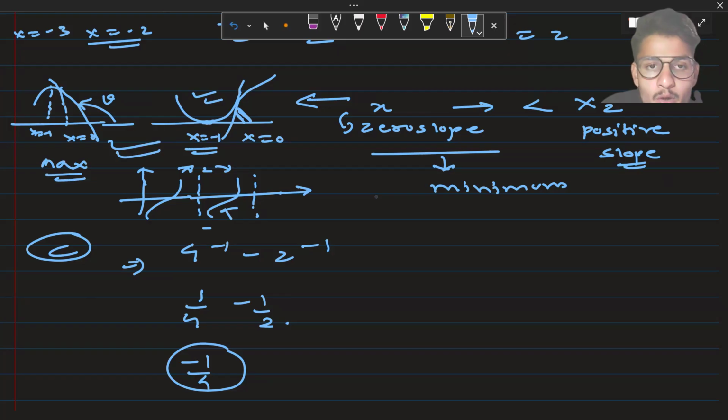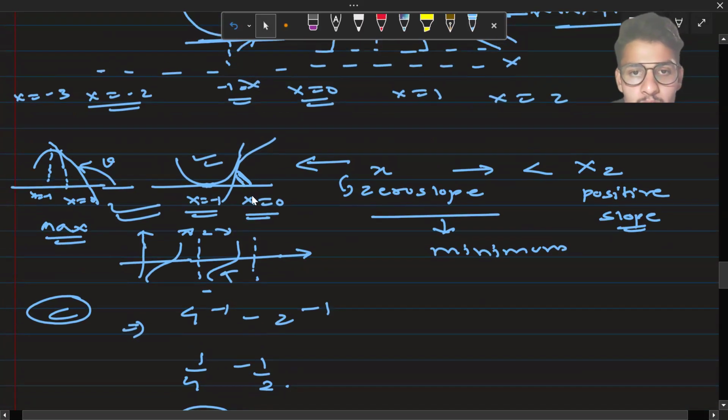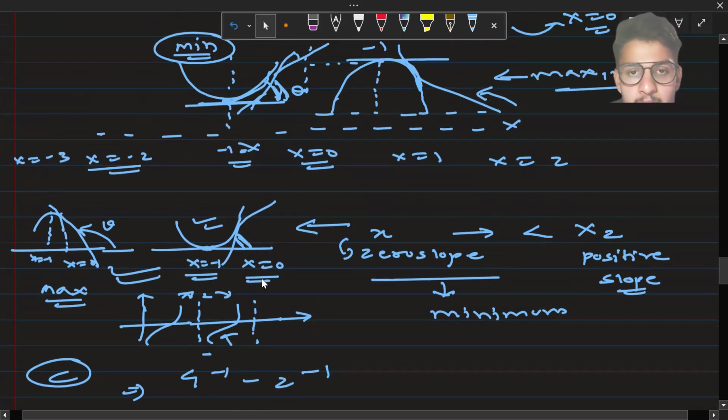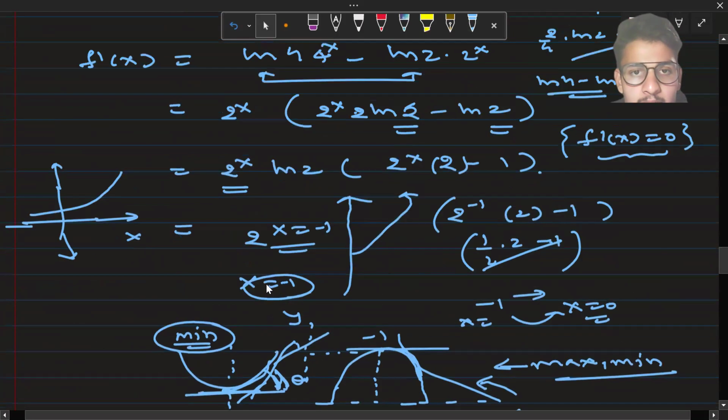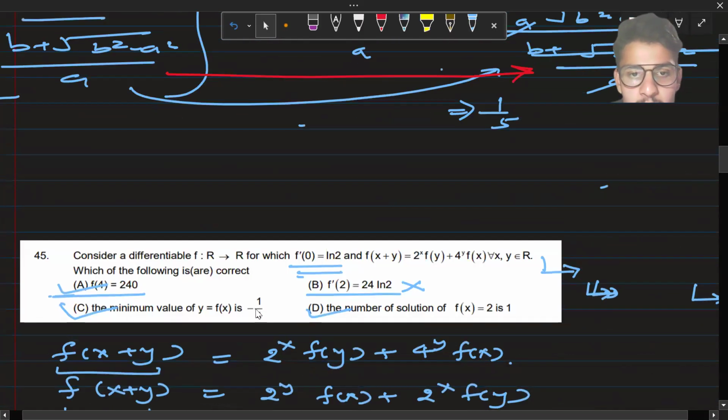But for the points greater than the zero slope point, like x is equal to 0, the slope value is positive there, so it means that it's a condition of the minima only. So we have put the value of -1 there, and we have received the minimum value of the function. So that is -1/4.